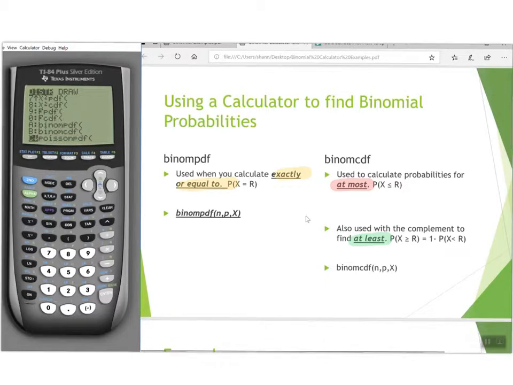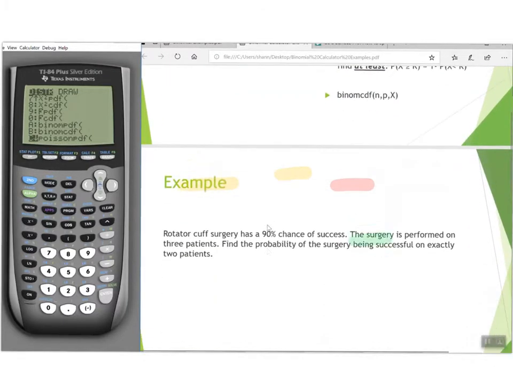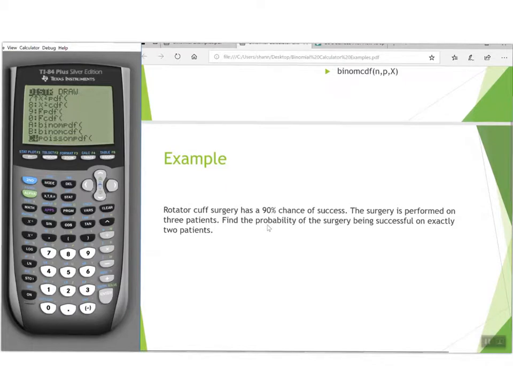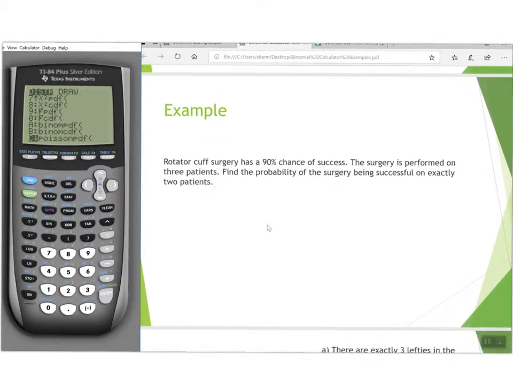So we're going to look at the example that we start out with, the rotator cuff example. It says rotator cuff surgery has a 90% chance of success. The surgery is performed on 3 patients. Find the probability of the surgery being successful on exactly 2 patients. So remember, we said that X follows a binomial distribution with an N of 3 and a P of 0.9. For this example, we already know the answer. This was 0.243 from a previous example when we did it by hand.